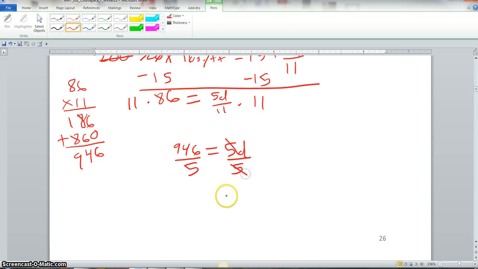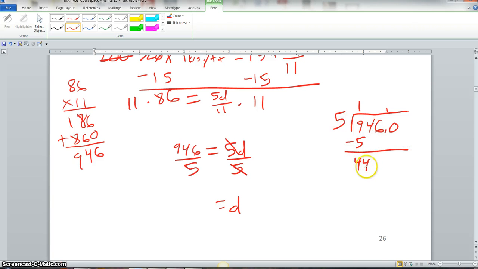Now these 5s will simplify out, and now we would take 5 into 946, and I'll put 0.0. 5 goes into 9 once. So you subtract 9 minus 5, which is 4. You bring down your 4. 5 goes into 44 8 times. 8 times 5 is 40. 44 minus 40 is 4. Bring down your 6. 5 goes into 46 9 times. 9 times 5 is 45. 46 minus 45 is 1. Bring down this 0. 5 goes into 10 twice. We subtract 10, and we're left with no remainder.